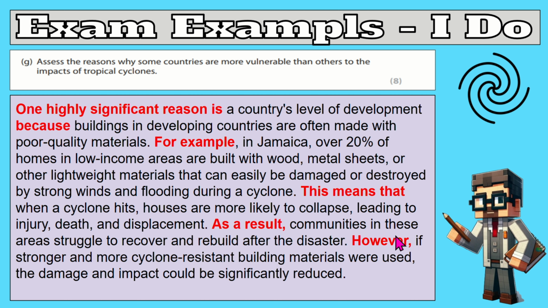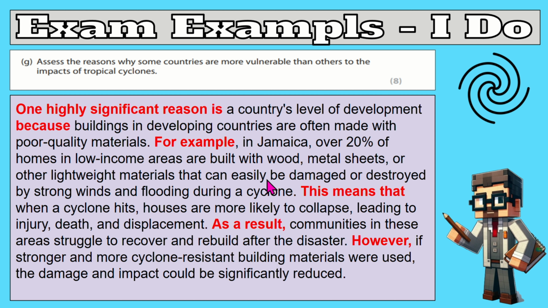However. However means a change in direction. Generally, we think of it as being balanced, okay? So what can I do to stop this being the case? However, if stronger and more cyclone-resistant building materials were used, the damage and impact could be significantly reduced. So I'm saying again, it's significant. That word significant is so important for judgments. I'm saying, look, this is highly significant. But if they developed more cyclone-resistant building materials, it would no longer be significant and it would be insignificant.